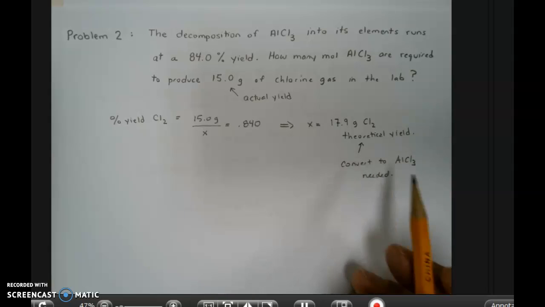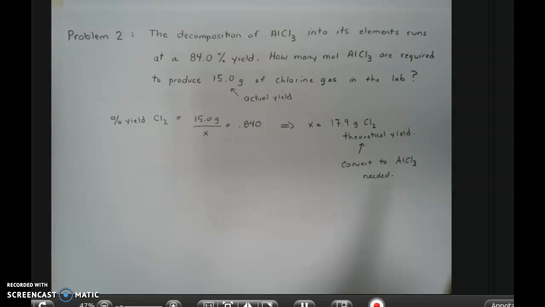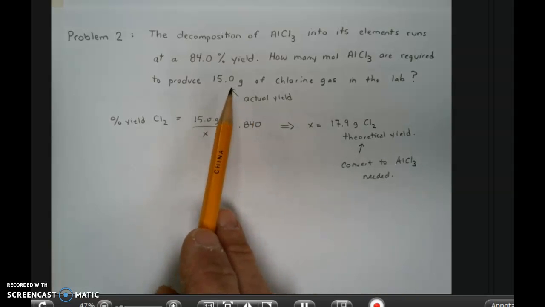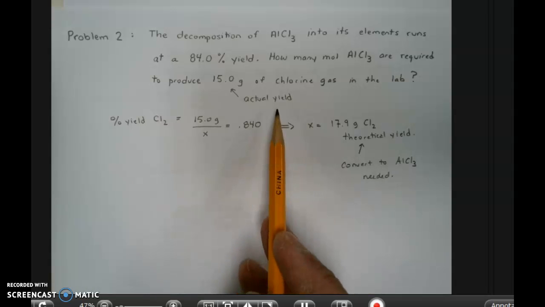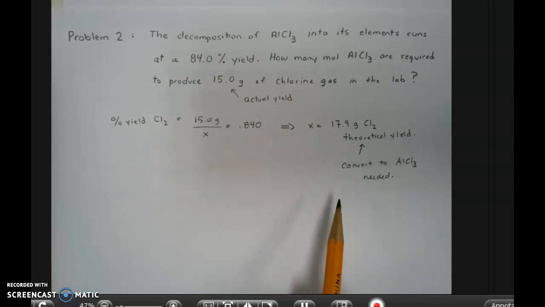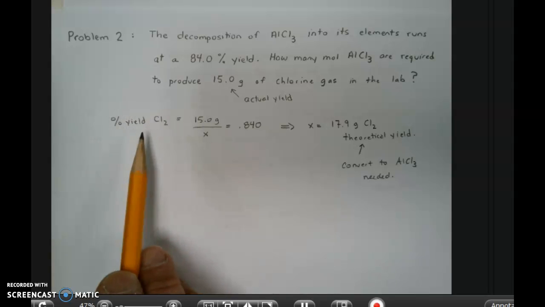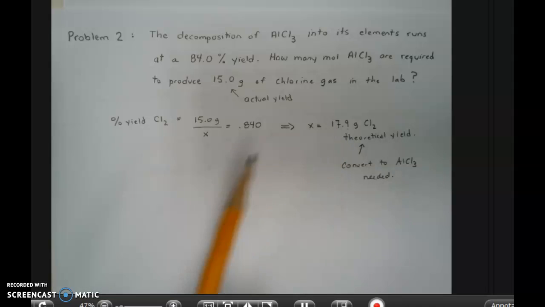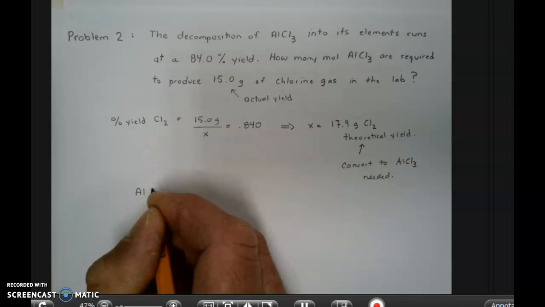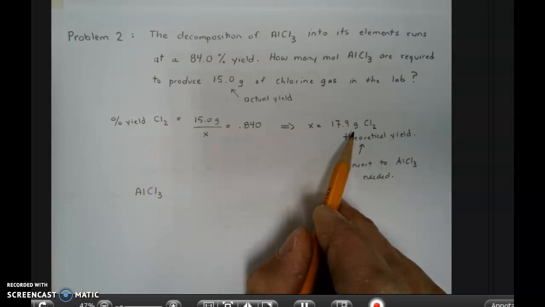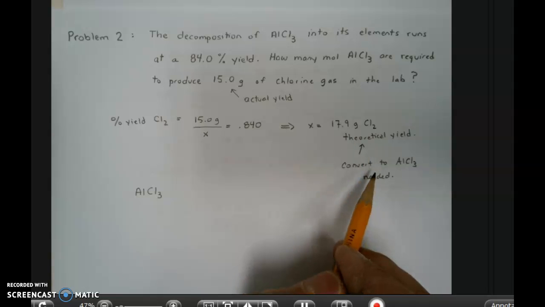Remember, stoichiometry is always about theoretical amounts. See this 15 grams that the problem gave me? You cannot use that in a stoichiometry problem because it's not a theoretical amount, it's an actual amount. So again, whenever you do a stoichiometry problem using a mole recipe, you have to always use theoretical amounts. So that's why I used the percent yield formula first to calculate the theoretical amount of Cl2 that would be produced. Let's write a balanced equation so that I can convert that grams of chlorine gas into moles of aluminum chloride.